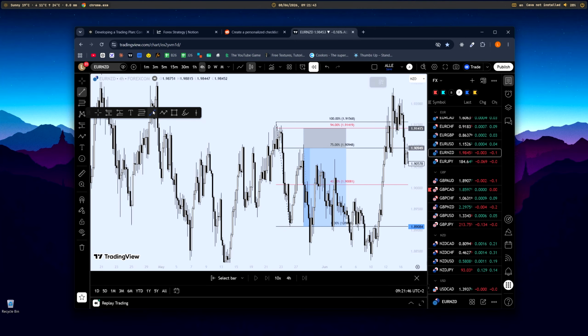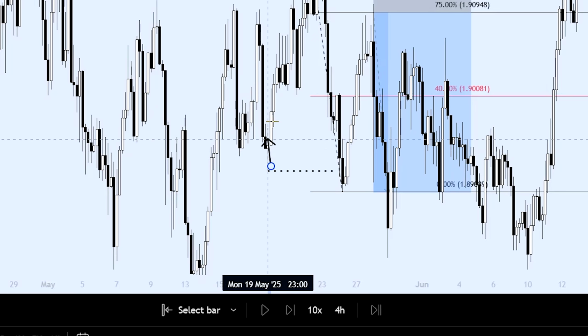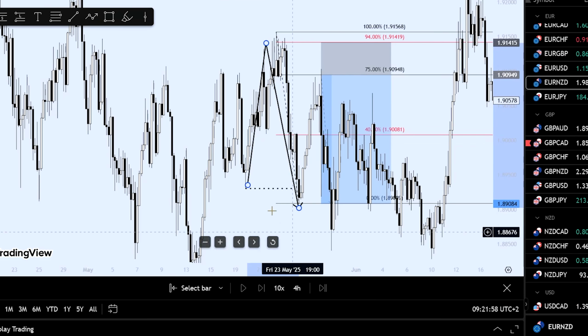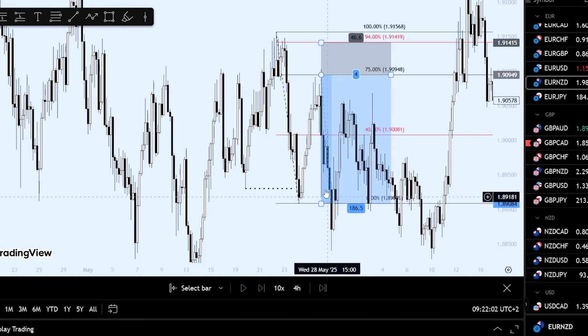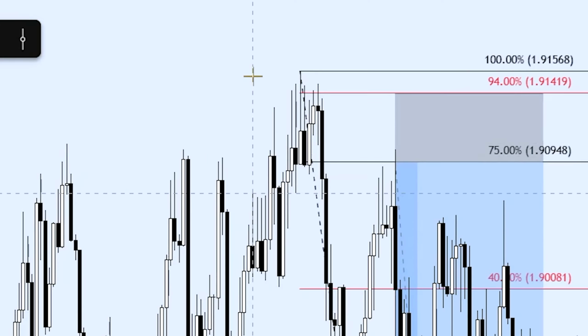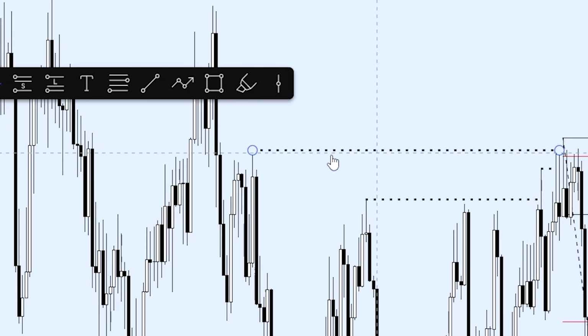Anyways, we broke structure to the downside here. As you can see, this is the impulse that broke structure in the first place to the upside and then broke structure again. We are in a downtrend. We put the Fibonacci retracement and also the liquidity sweep. It's this one, also this one, this one. So we took a lot of liquidity.